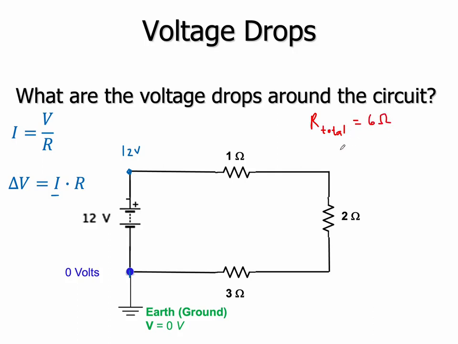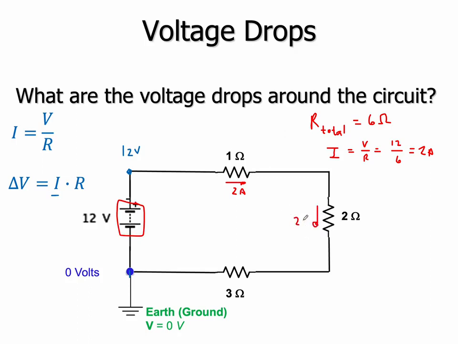What's the current flowing out of the battery? Well, if we use Ohm's law, V over R, we've got a 12-volt battery, and the equivalent resistance of all of this is 6 ohms. So there's going to be 2 amps flowing out of the battery. And so here's our battery. It's going to be 2 amps flowing out. And I'm just going to draw the 2 amps on each one of these resistors.